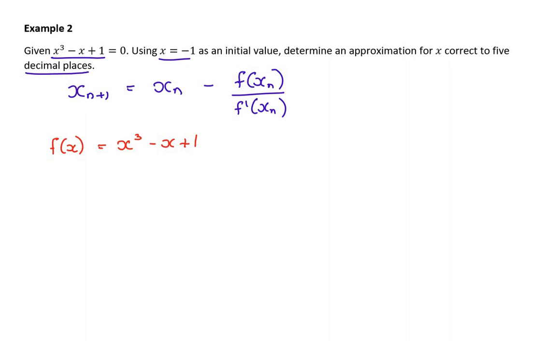Now, something I've probably failed to mention is that, did we notice that this method finds x-intercepts? So that's why you have to be solving an equation equaling 0. The Newton-Raphson method finds x-intercepts.